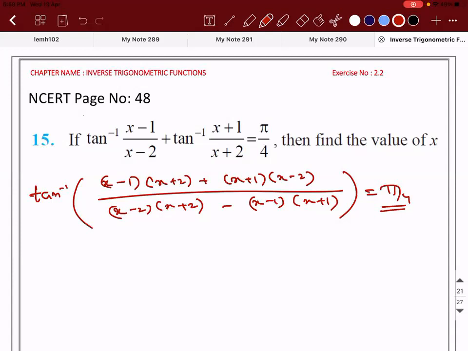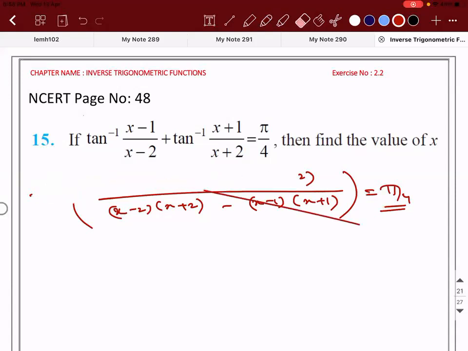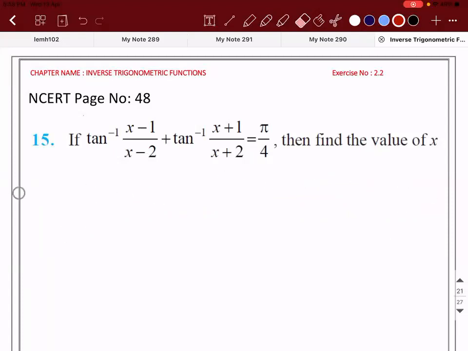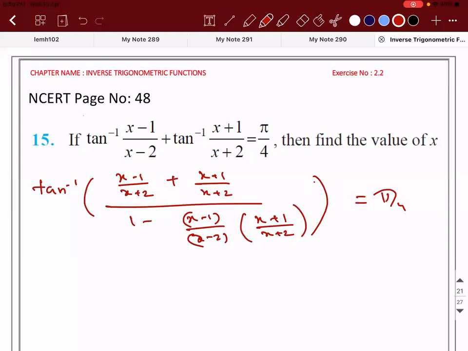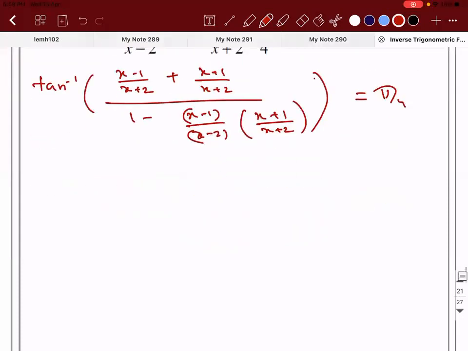Is there anyone who is not clear how I got this? Not clear? Okay. See, listen. Tan inverse x plus tan inverse y is tan inverse of x plus y divided by 1 minus x into y. Is it correct? Fifth property: tan inverse of x plus y divided by 1 minus x into y. Correct? So tan inverse of cross multiply, because I'm taking LCM, x minus 1 into x plus 2 plus x plus 1 into x minus 2.